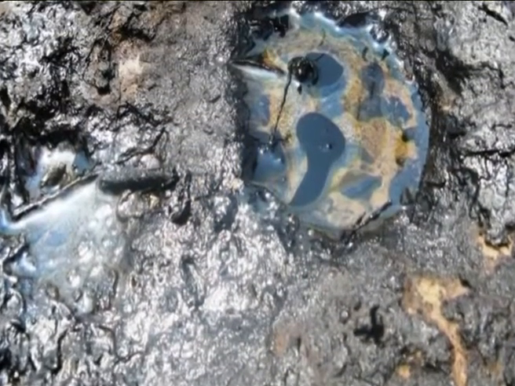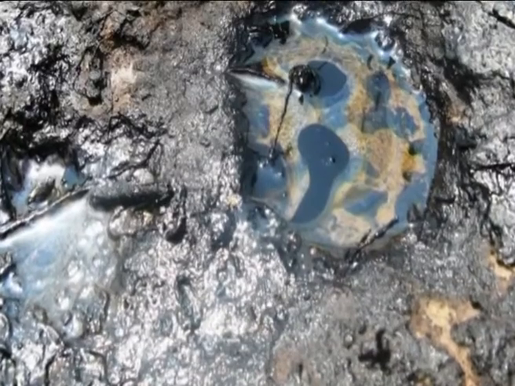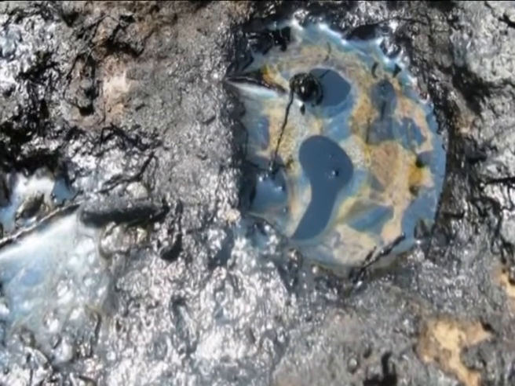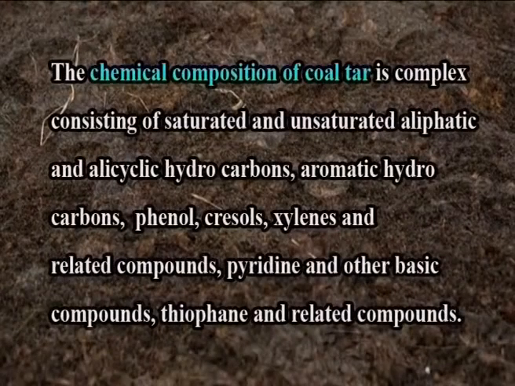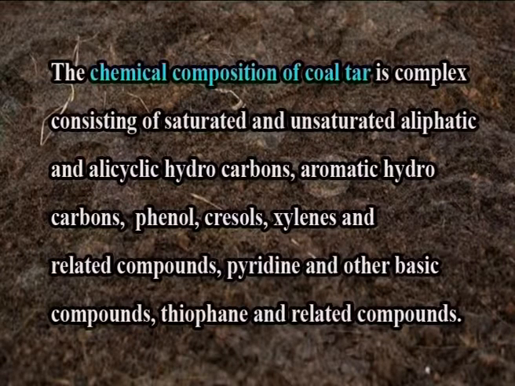Industrial pollution of coal gas and the disposal of mixed industrial waste can cause higher levels of phenol to be present in soils. Coal tars. These are the main organic pollutants associated with coal carbonization. The chemical composition of coal tar is complex, consisting of saturated and unsaturated aliphatic and alicyclic hydrocarbons, aromatic hydrocarbons, phenol, cresols, xylenes and related compounds, and pyridine and other basic compounds, thiophane and related compounds.